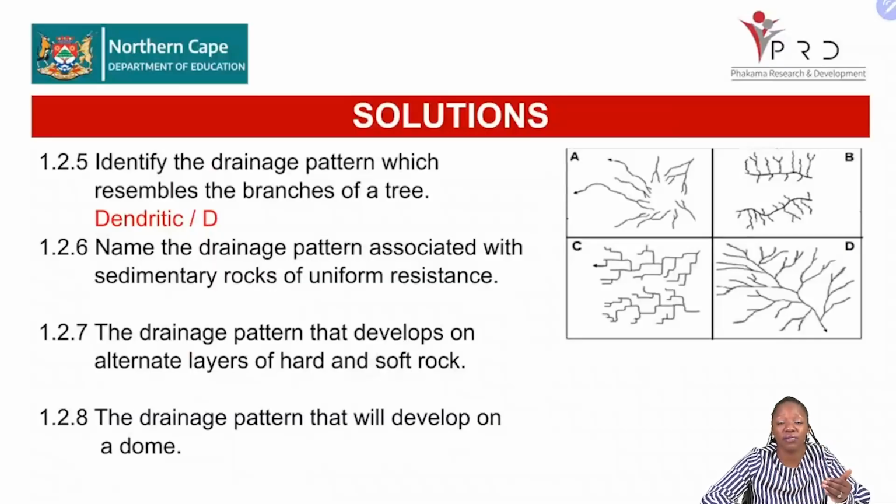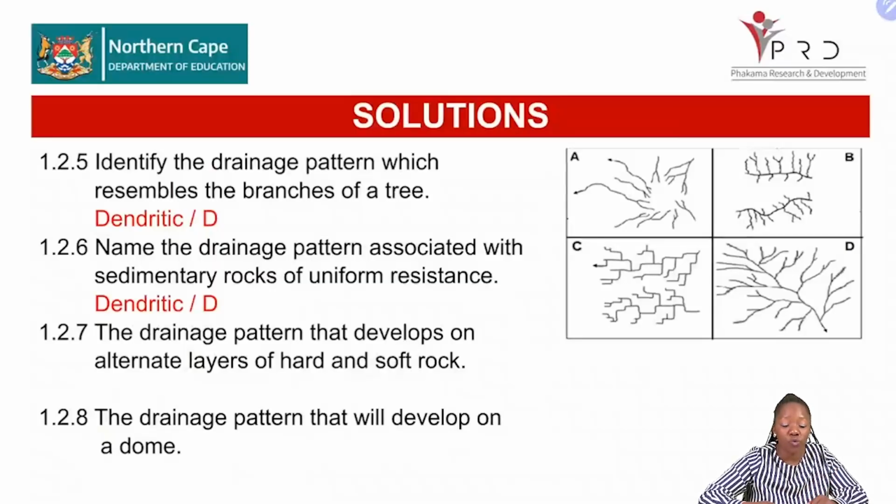So it resembles, it looks like it's not branches of a tree, but it resembles. Then 1.2.6, name the drainage pattern associated with sedimentary rock of uniform resistance. You will remember again that it is a dendritic pattern because of the uniform rock that is resistant to erosion.